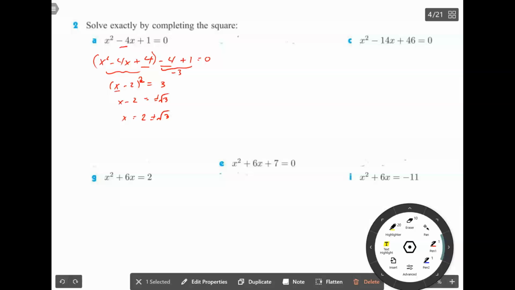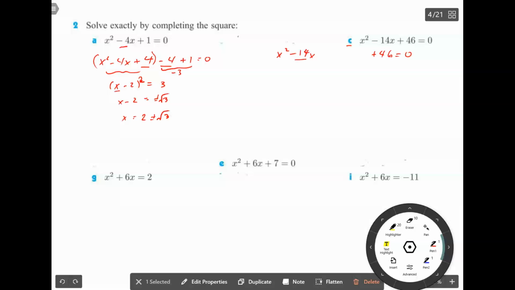Now let's do this one for c. Okay, so remember, for completing the square, the first step is we put the first two terms, and then we leave a space, and then we put plus 46 way to the right equals 0. Sometimes the right side is equals y. And then we're going to figure out what the magic number is.